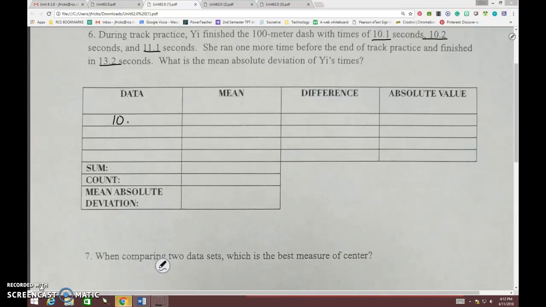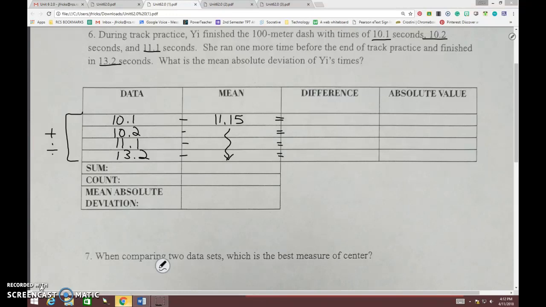So under data, we're going to write 10.1, 10.2, 11.1, and 13.2. Then we're going to add all these numbers up and divide by 4. When we add them up and divide by 4, we should come up with 11.15, and that's going to be the numbers all the way down through here. So we should write 11.15 all the way down for all 4 numbers. Then we're going to subtract each one of these to get the difference.